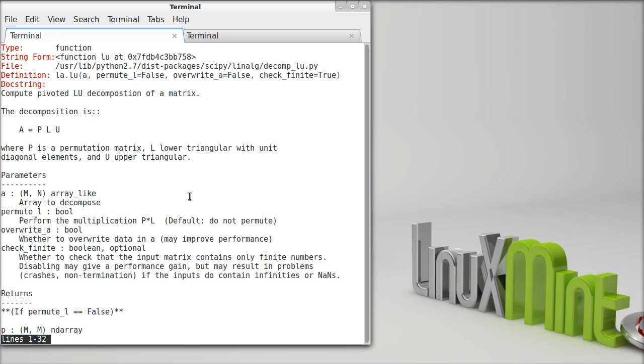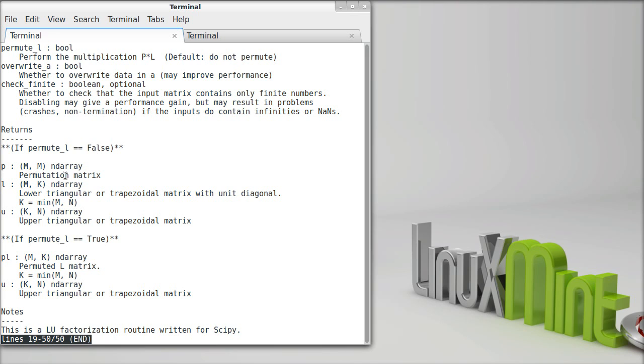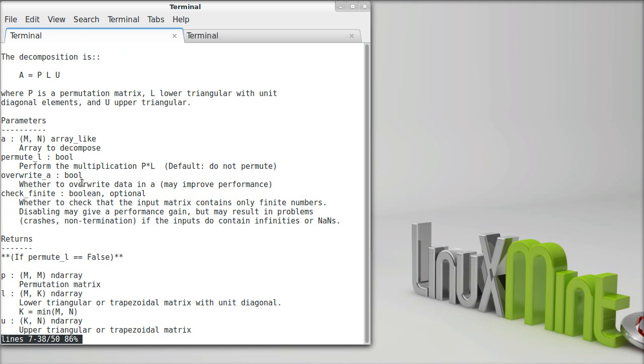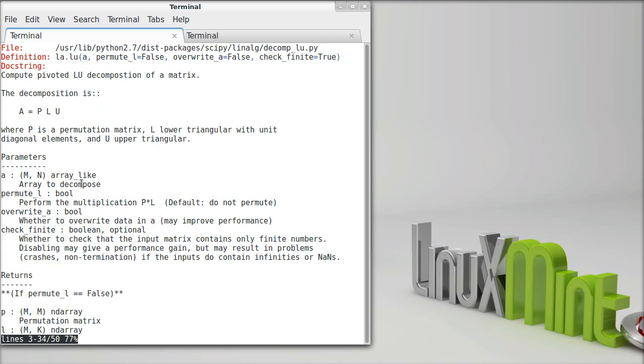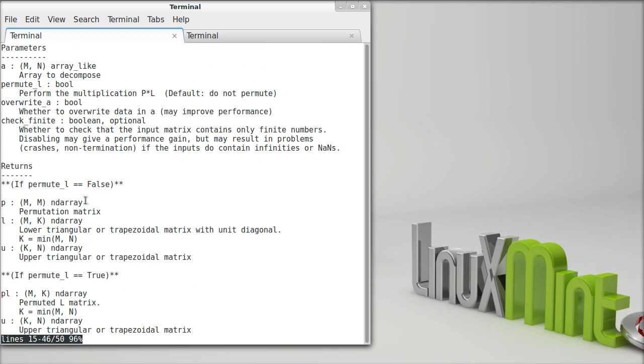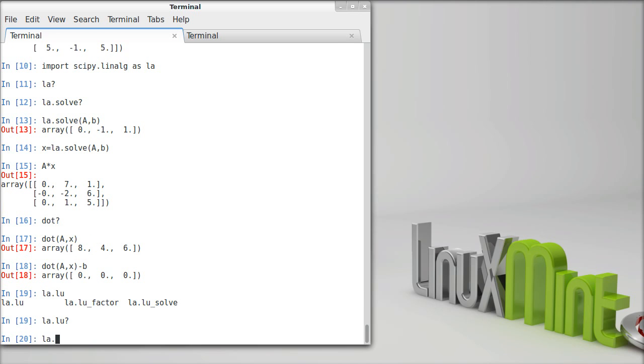So what does it return? It returns P, which is the permutation matrix. It returns L, which is a lower triangular matrix. Notice that we aren't forced to feed it a square matrix, m by m. We can feed in an m by n array, and then this will get the correct sizes for them. Again, probably the best thing to do is to look at an example. Hopefully that will make more sense.